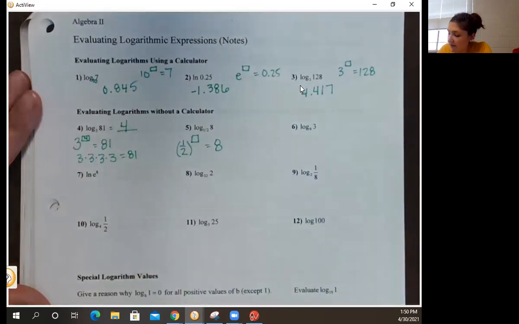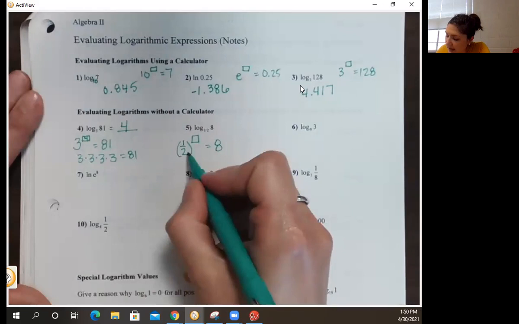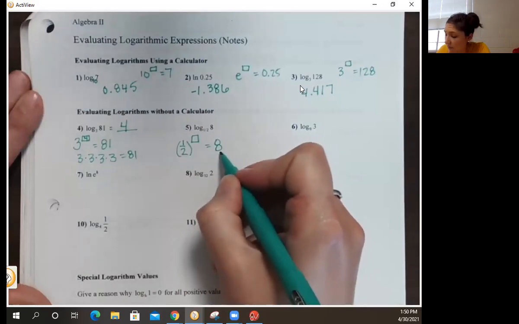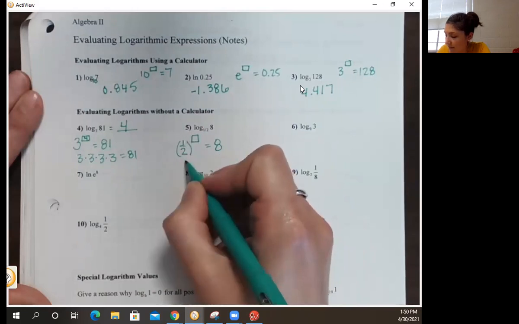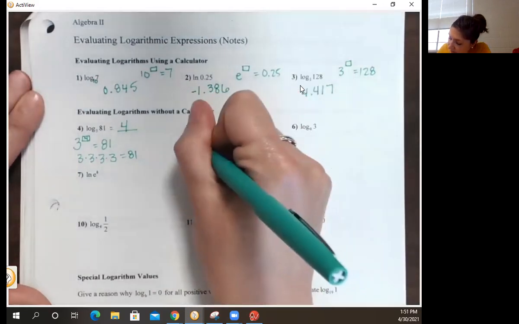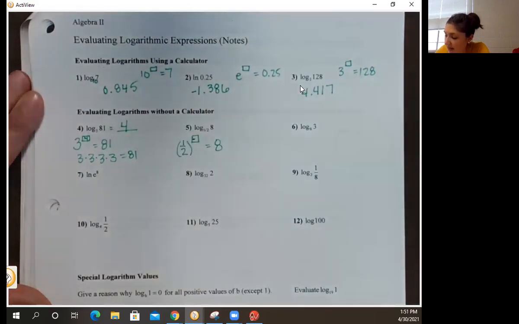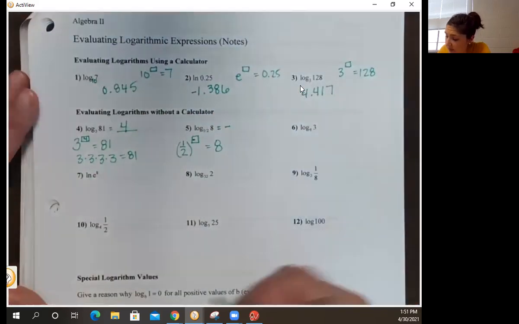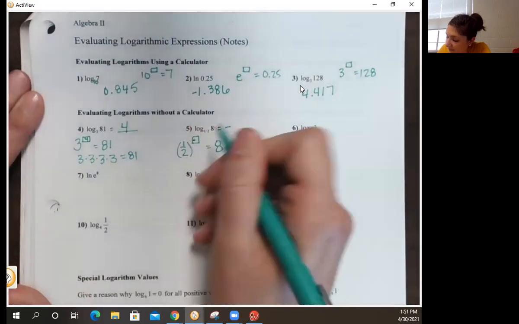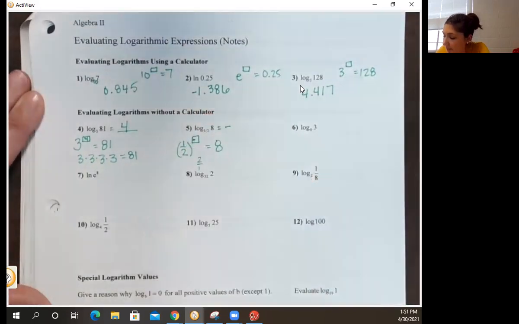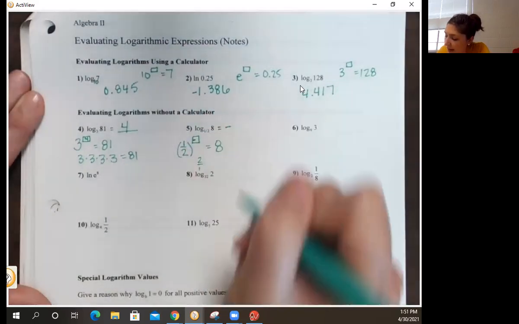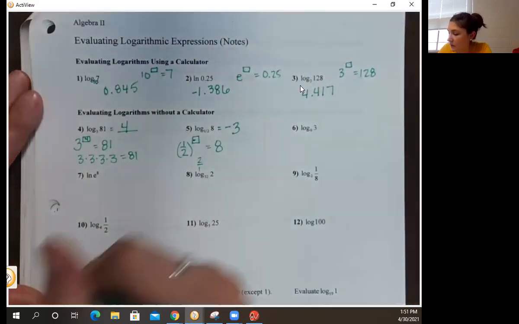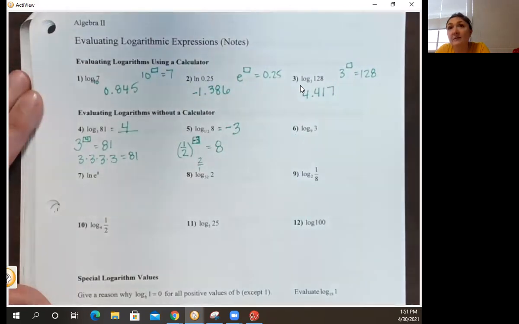Looking at number 5, I can see I'm starting with a fraction, and then I'm ending up with a whole number. So that means I'm going to have to flip this. In order to flip this, that means that this is going to have to be negative. My exponent will have to be negative. So that means this is going to equal negative something. And so once I flip it, the 2 would be on top. And then 2 to what power gives me 8? Well, 2 to the third power. So my exponent here would have to be -3.